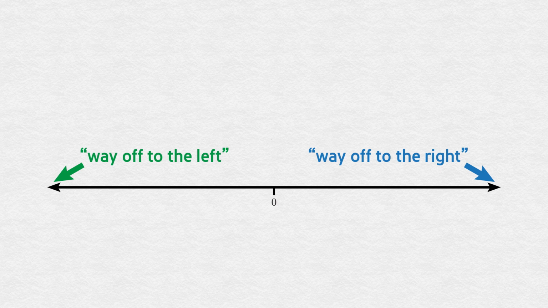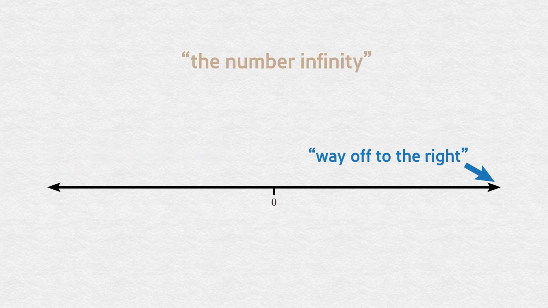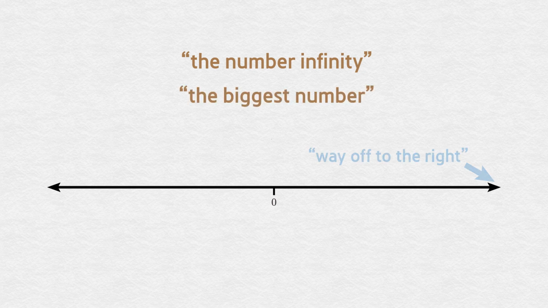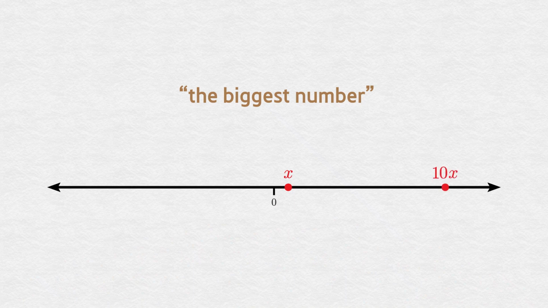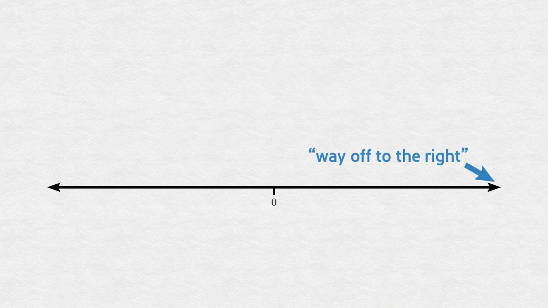Other important locations on the real line include way off to the left and way off to the right, often invoking the word infinity. It's again a quick argument to show that no number accurately expresses these locations. Take for example way off to the right, which we might errantly call the number infinity or the biggest number. Well, for any positive number x we choose, if we zoom out enough, we see that it's not actually all the way to the right as infinity should be. Also, 10x is an even larger positive number, so x isn't the largest number. No numbers work, so we again need a different object that's not a number.